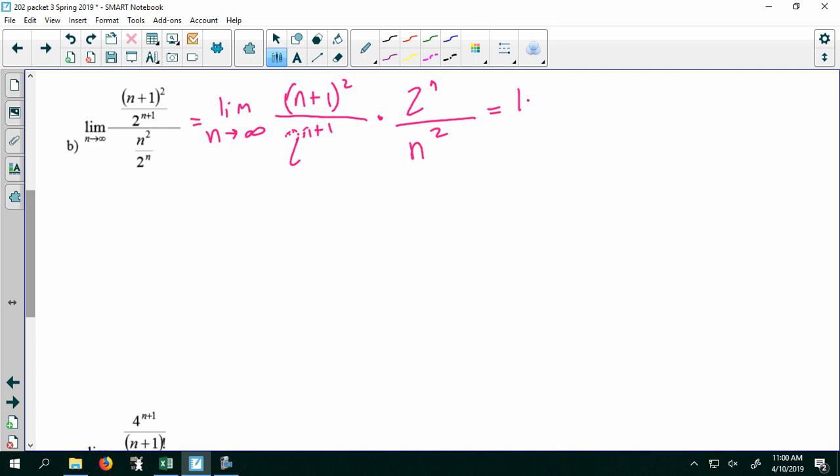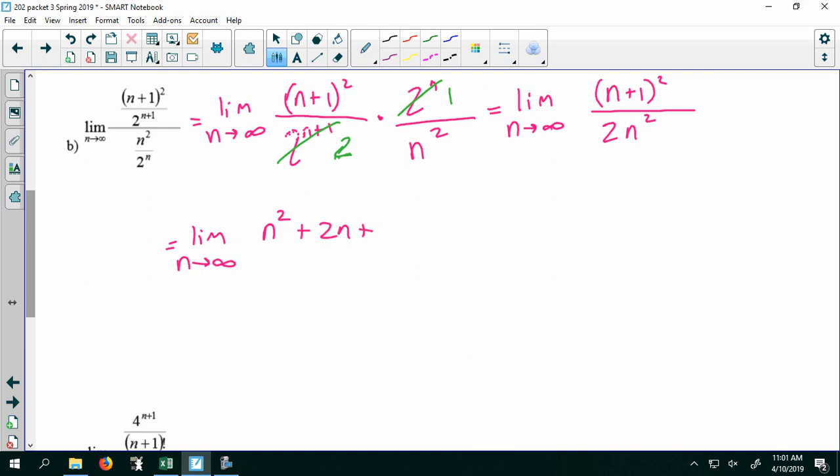All right, so this becomes the limit as n goes to infinity. This cancels 1 and 2. So I have n plus 1 squared over 2n squared. I'm going to multiply out that n plus 1 squared. You get n squared plus 2n plus 1 over 2n squared.